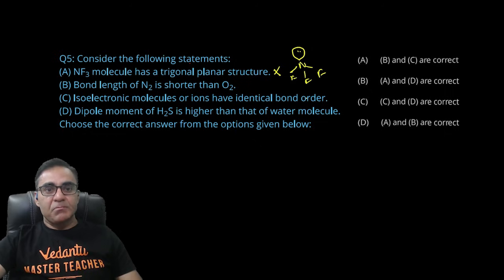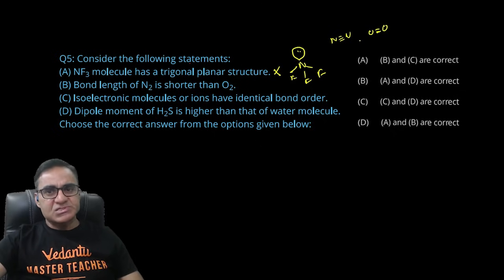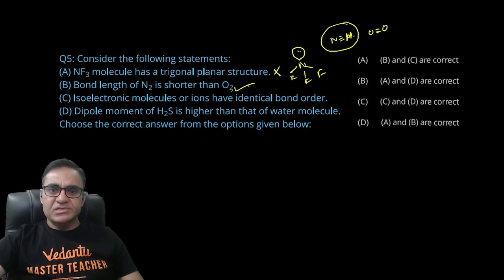Okay. B, bond length of N2 is shorter than O2. That's correct. N2 contains a triple bond and O2 contains a double bond, and because there is not much difference in their size, they are adjacent group elements in the same period, size is approximately the same, so the higher the multiplicity of the bond, the higher the number of bonds, the shorter the bond becomes. So this statement is correct. B is correct. All right. So all the statements are gone. Only A is going to be your correct option.